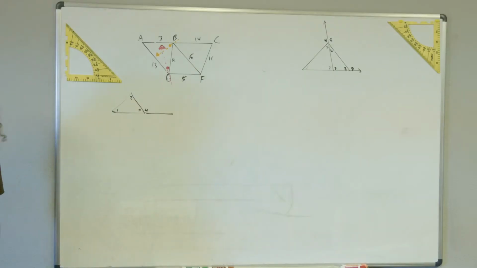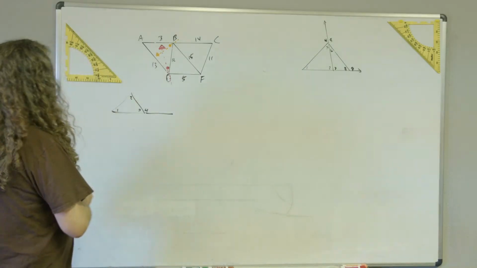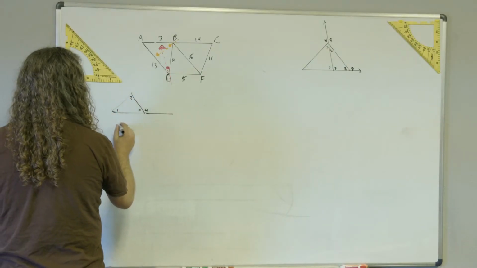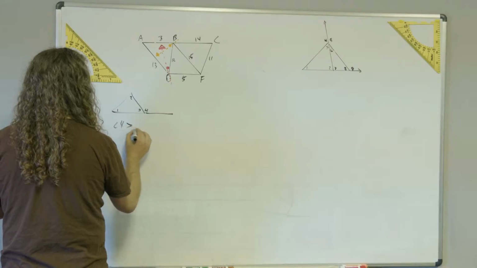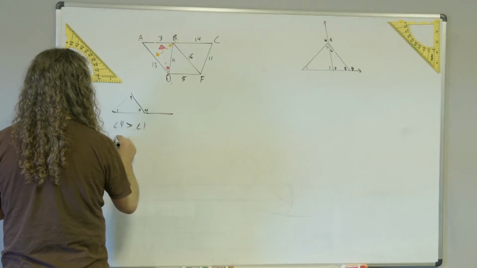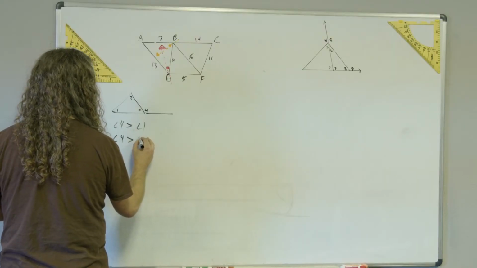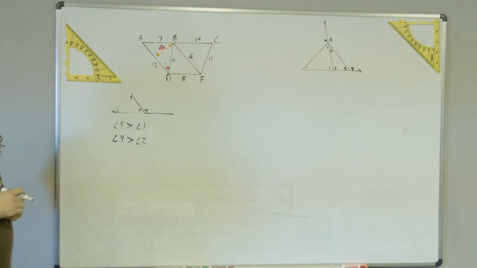It's bigger. What it says? It says that in the way this one's labeled, angle 4 is bigger than angle 1, and it also says that angle 4 is bigger than angle 2. All right, so that's the theorem we're talking about.